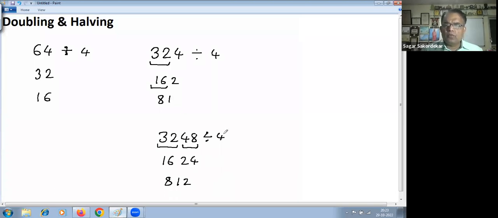Okay. So if you have to divide by 8, you make half 3 times. So if you have to divide by 8, again you have to make half. So you will take 12 here, and here you have to write 06, and this is 4. 12 you will write 06. Okay. So if it was 3, 2, 4, 8 divided by 8, the answer would be 406.